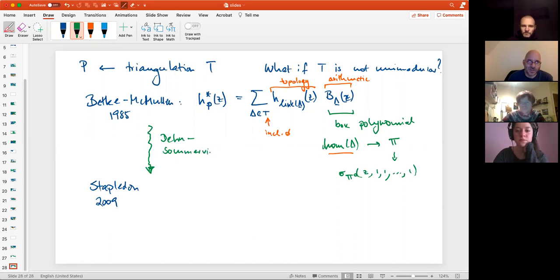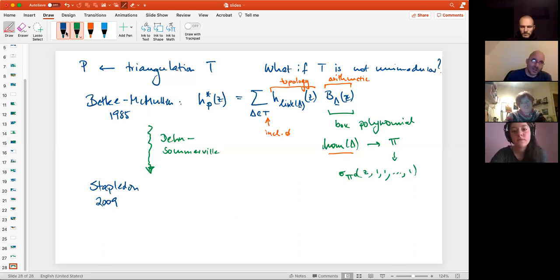People who know about Dehn-Sommerville know that this is some symmetry about h polynomials. And in fact, the h polynomials of the links are also symmetric. And I claim those box polynomials are symmetric almost by definition, because what I did is I opened up this fundamental parallelepiped, so you have some symmetry there.